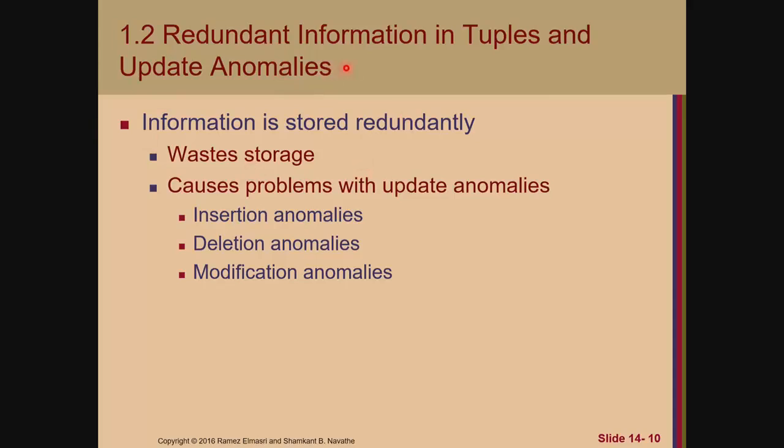Redundant information: if you have a lot of redundant information, you just store the same information in several tuples. So it's a waste of storage, right? You have to pay more for the storage. And this causes problems with update anomalies. Anomalies are mistakes or errors that will happen if you don't take them into account. For updates, we have insert anomalies, delete anomalies, and modification anomalies. We have three types of anomalies for update.